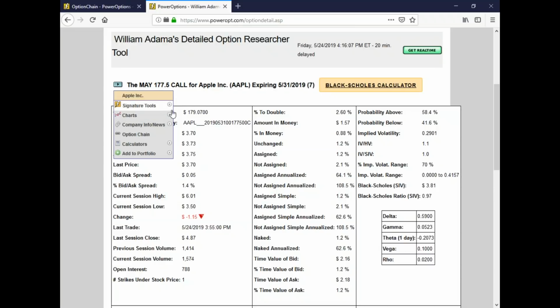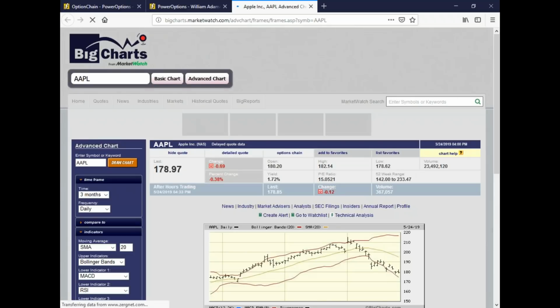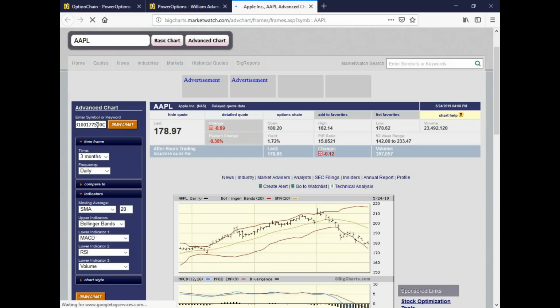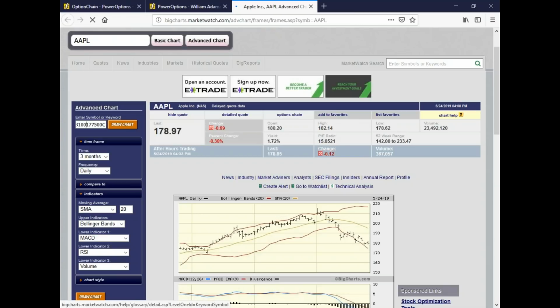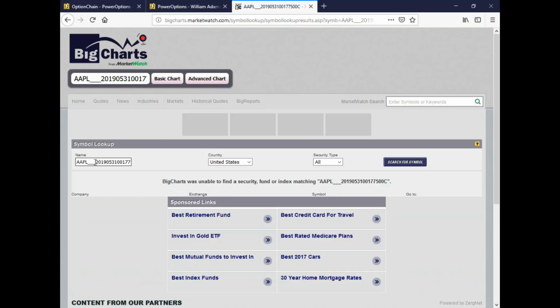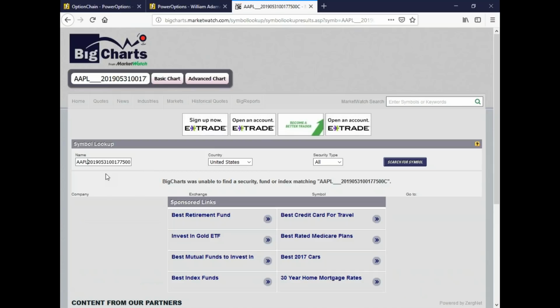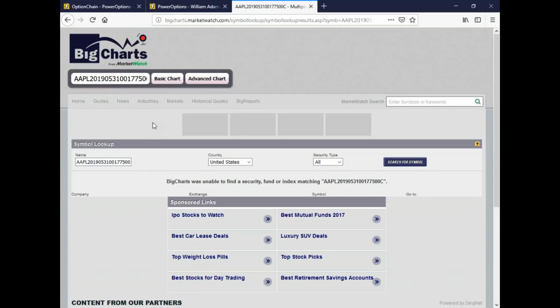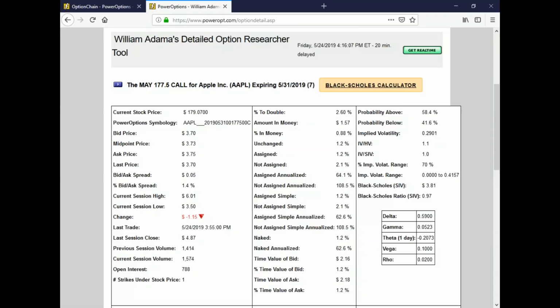But see, I could go to charts and I could go to big charts, and this would be for Apple. And if I try to paste in a symbol now, instead of Apple, if I put in this that we just recorded, and let's try it with the underscore. It's not going to work, I believe. Yeah, I didn't think so. Like I said, I don't even know if this still works anymore. No, okay, sorry about that. So this doesn't work anymore, but they used to have it.